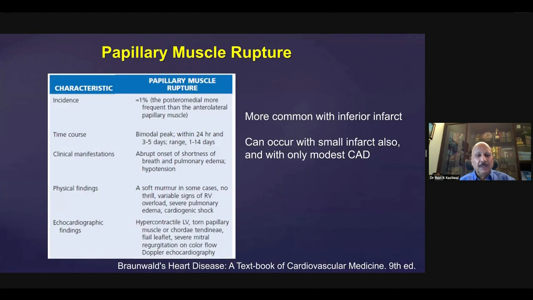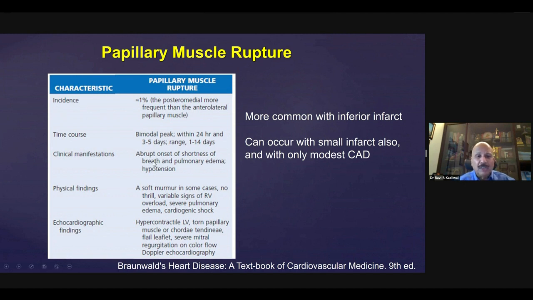So papillary muscle rupture, if I may just take a minute: the incidence is approximately 1%. The time course is bimodal, with peaks within 24 hours and at 3 to 5 days, range 1 to 14 days. So you see, the patient is recovering very well in your cardiac intensive care unit, and the next day, when you're telling people, oh, things are looking fine, they come back, they have developed a systolic murmur, and they have come down with cardiogenic shock almost.